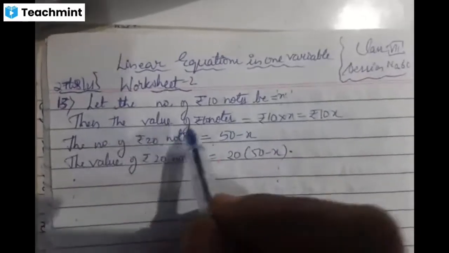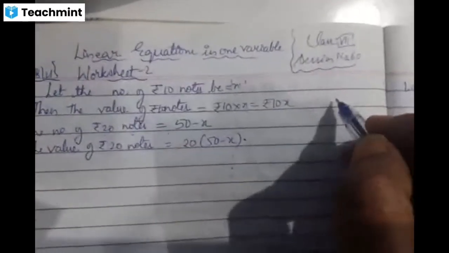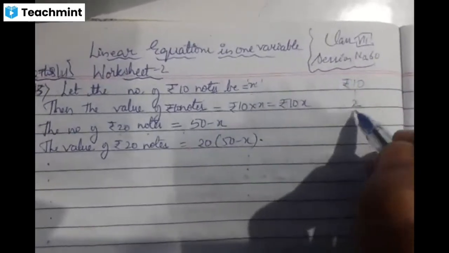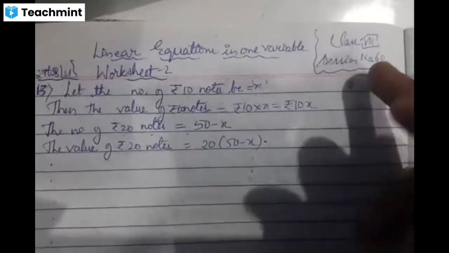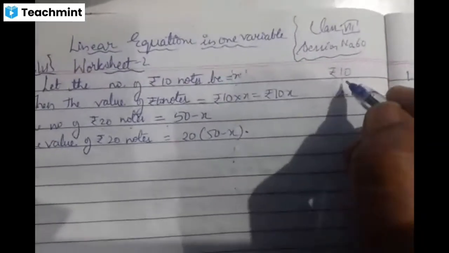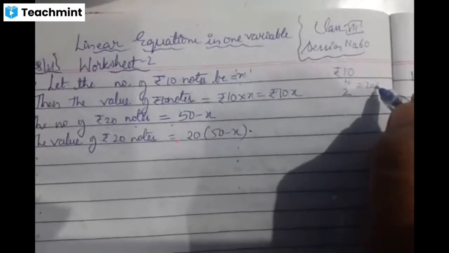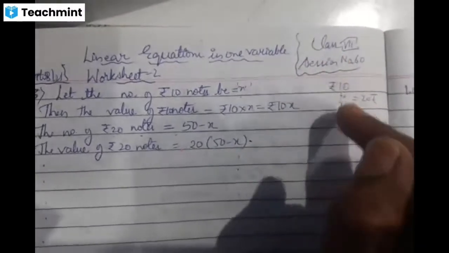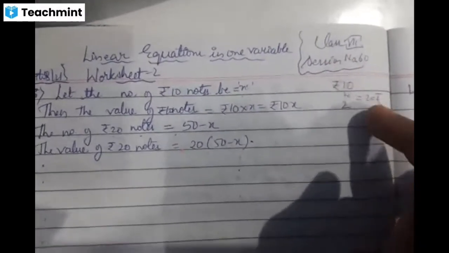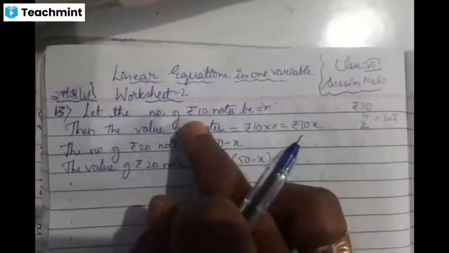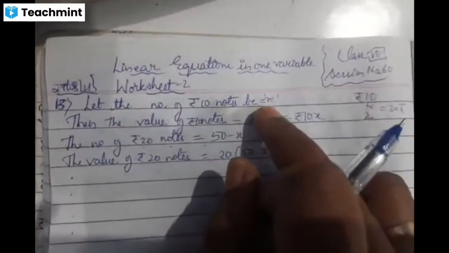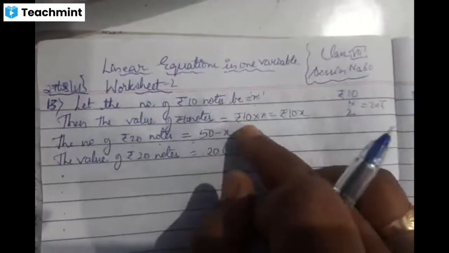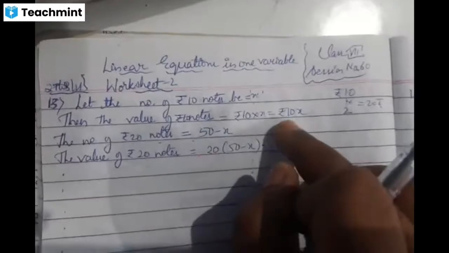And the value of 10 rupee notes: suppose 2 notes of 10 rupees are there. If I want the total value, what will you do? 10 into 2, which is equal to 20 rupees. You just multiply. So here, we have taken the number of 10 rupee notes as x. Then the value of 10 rupee notes, you just multiply rupees 10 into x, which will be rupees 10x.